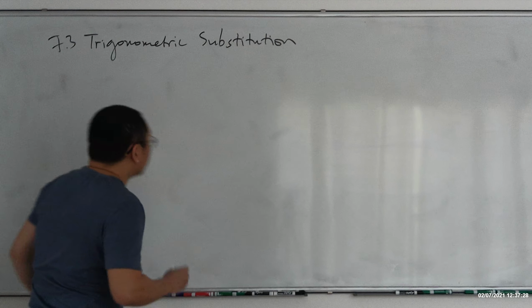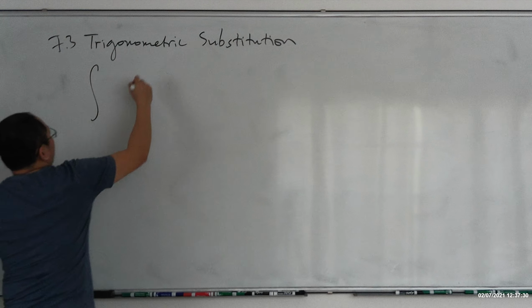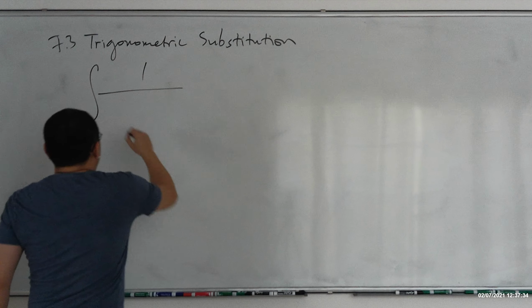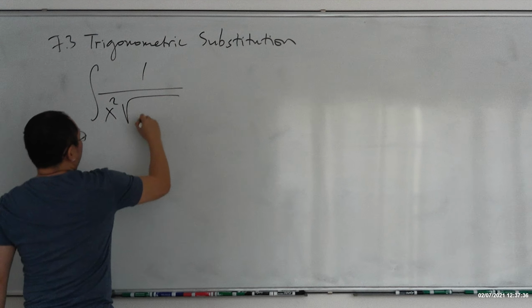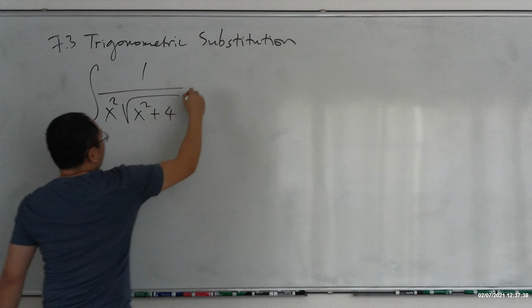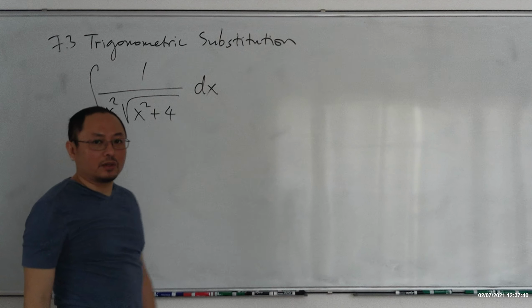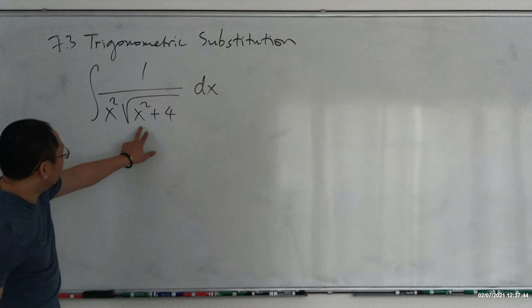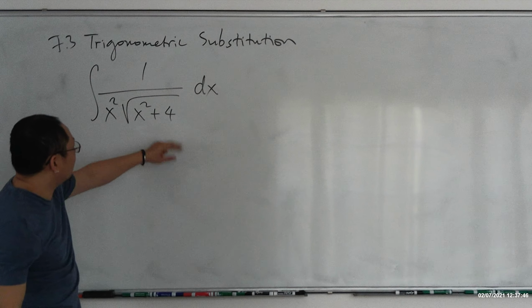Example: the integral of 1 over x squared times the square root of x squared plus 4, dx. They ask you to evaluate that integral. Okay, so what do we see here? We see a square root of x squared plus 4, right?